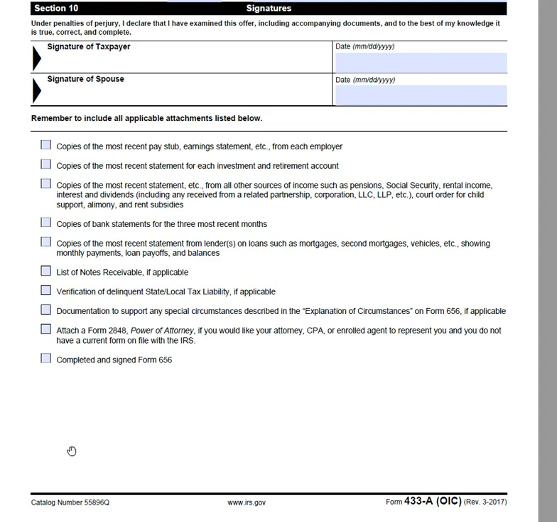Again, this form is only used if you are submitting an offer and compromise with the IRS. If you are needing to fill out a financial statement, a Form 433A, we have a video for that. You can search us for that video as well.